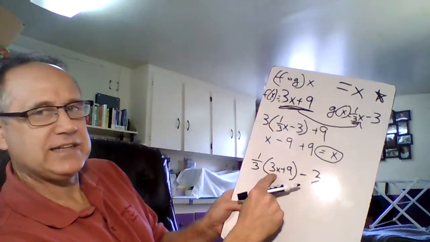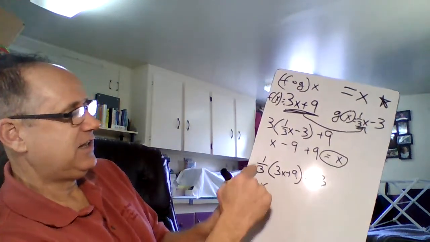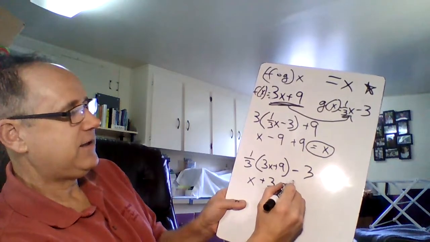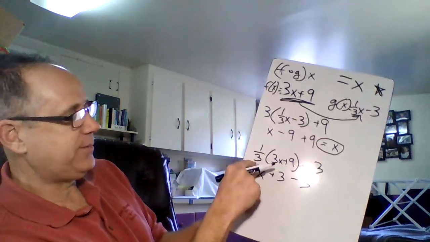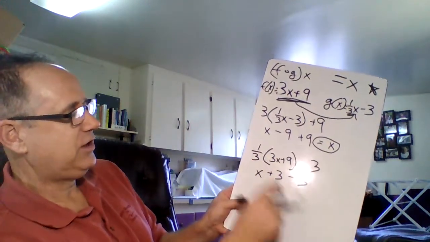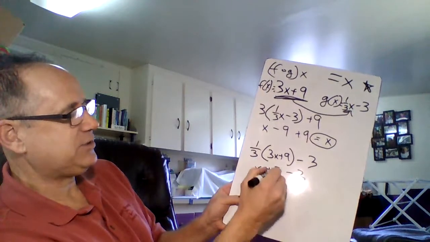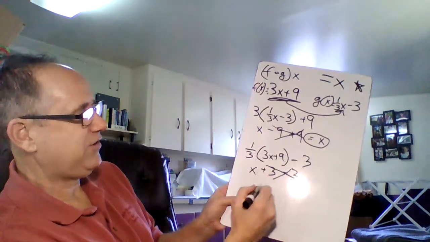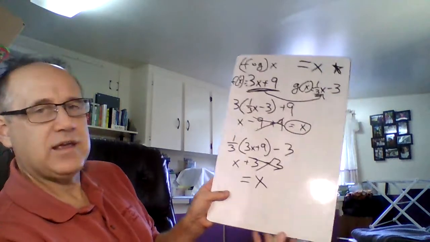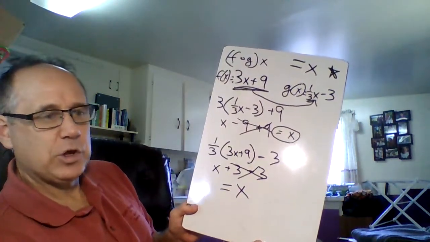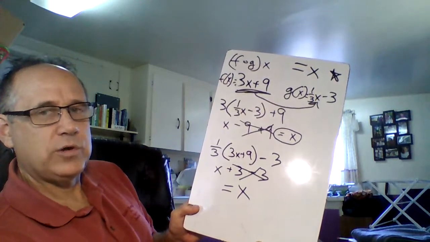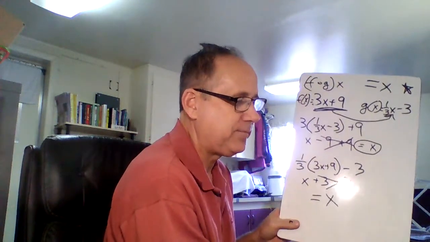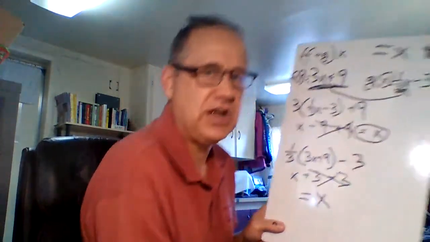1/3 times 3x is x. 1/3 times 9 is 3. So I distributed this to both terms. X plus 3 minus 3. Just like up here, those two cancel. I'm left with x. So those two would be inverse functions of each other.